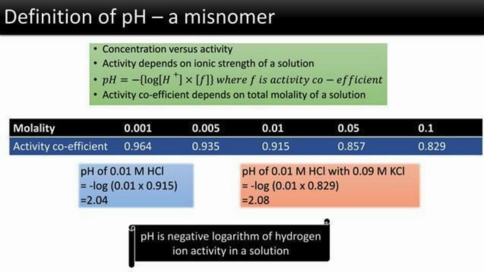For example, at a molality of 0.01, the coefficient is 0.901. So the pH of a 0.01 molar HCl solution is not 2.00, but negative log of 0.01 times 0.901, which is 2.04. If we add more ions like 0.09 molar KCl, the coefficient drops to 0.829 and the pH becomes 2.08. So, to be precise, pH is the negative logarithm of the hydrogen ion activity in a solution.